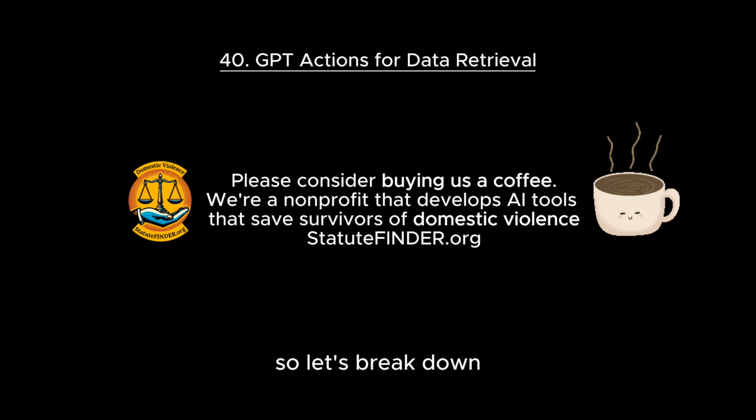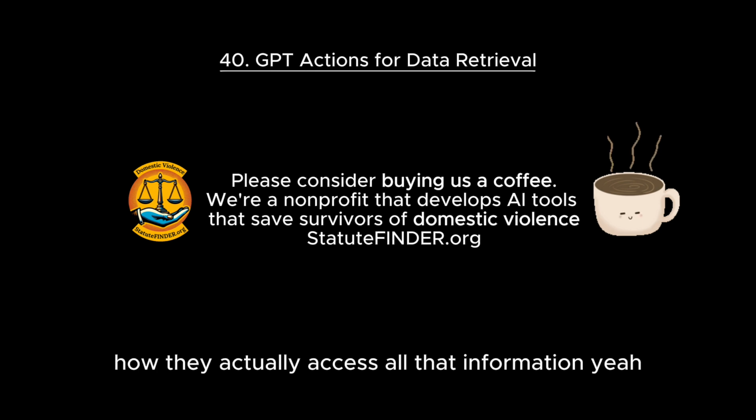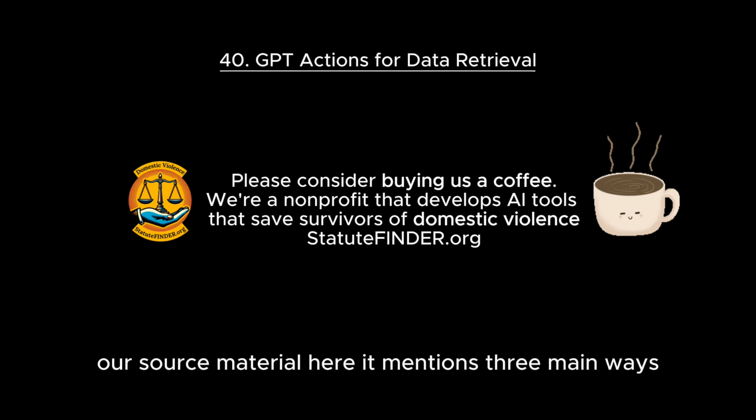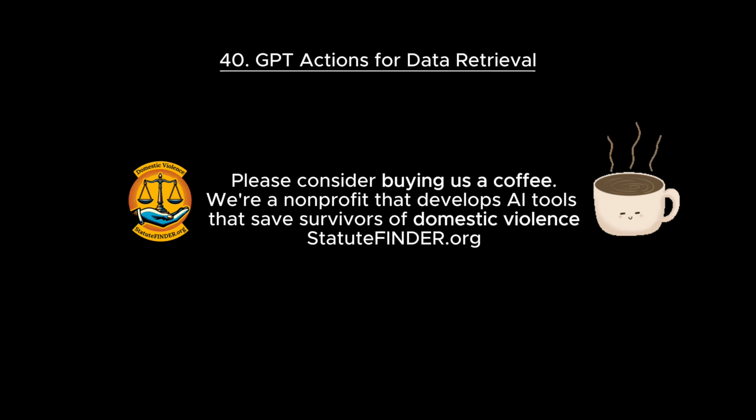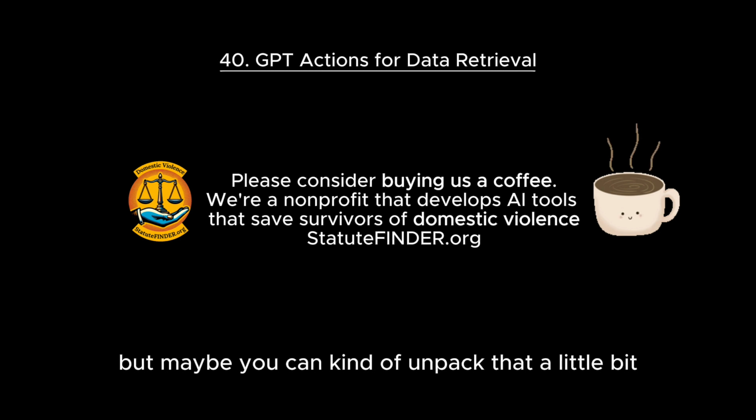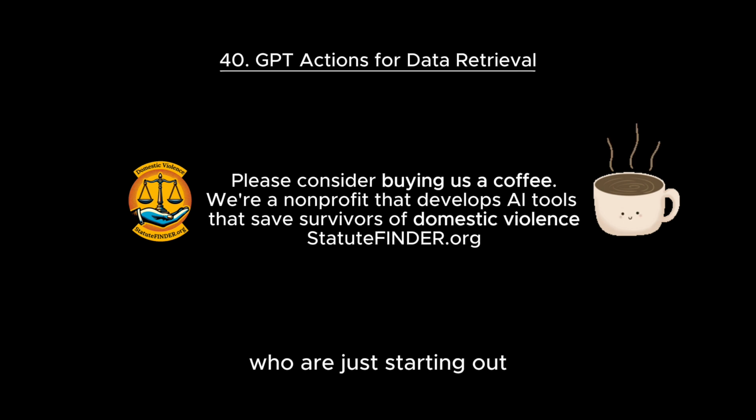So let's break down how they actually access all of that information. Our source material here mentions three main ways that they access all this info: APIs, relational databases, and vector databases. To me, I'm most familiar with APIs, but maybe you can unpack that a little bit, especially for our listeners who are just starting out.